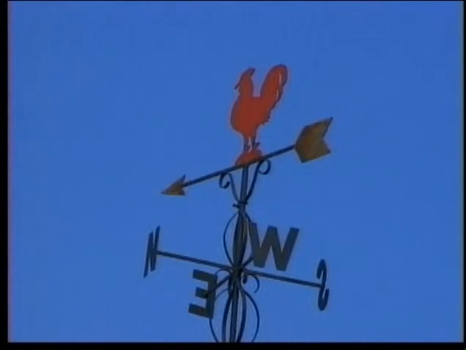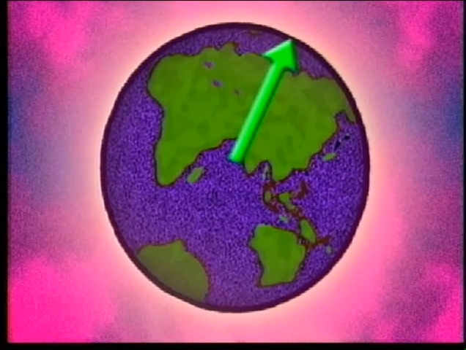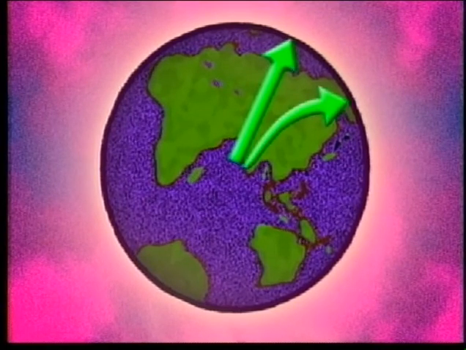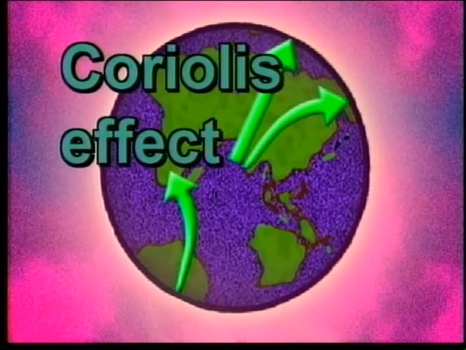But winds do not move directly from north to south or from south to north. This is because the Earth is spinning. The spinning of the Earth causes winds to bend to the right in the northern hemisphere and to the left in the southern hemisphere. The curving of wind direction is called the Coriolis effect.